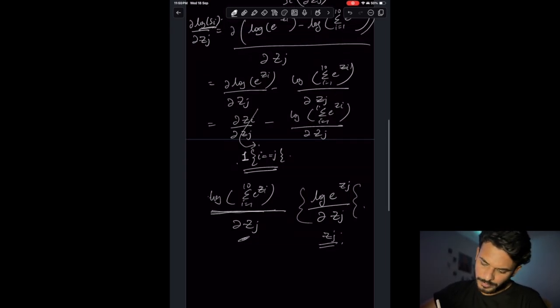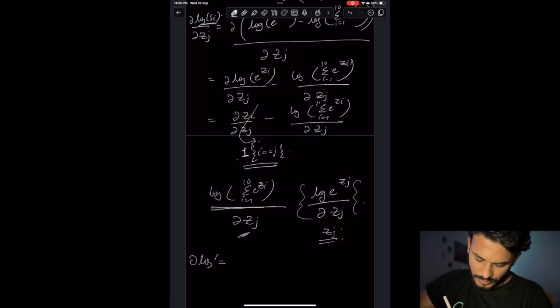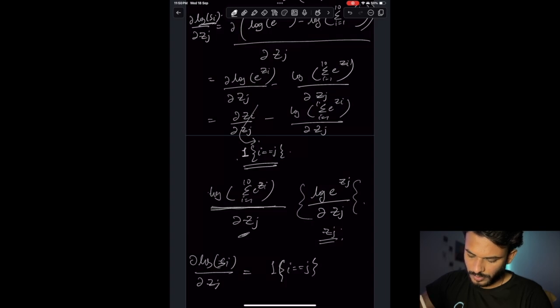Maybe, okay. So it becomes gz. So what's our final derivative? The final derivative is del of log si. So your del of log of si with respect to gz turns out to be something like 1 if i is exactly equal to j, minus zj.